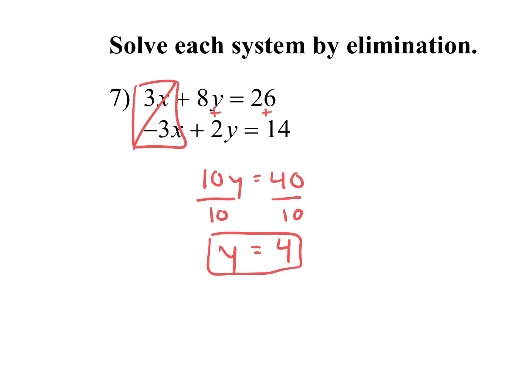How do I find x? Plug in the y for one of the y's. Do you want to plug it into the first or the second? Second one looks a little bit easier because the numbers are smaller. So I have negative 3x plus 2 times 4 is equal to 14. Maya, what should I do first?